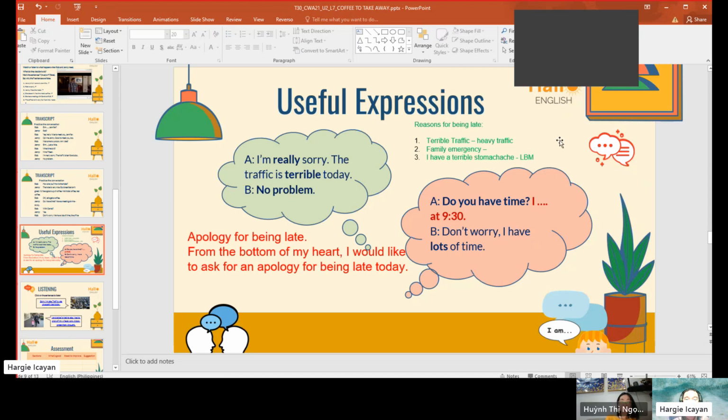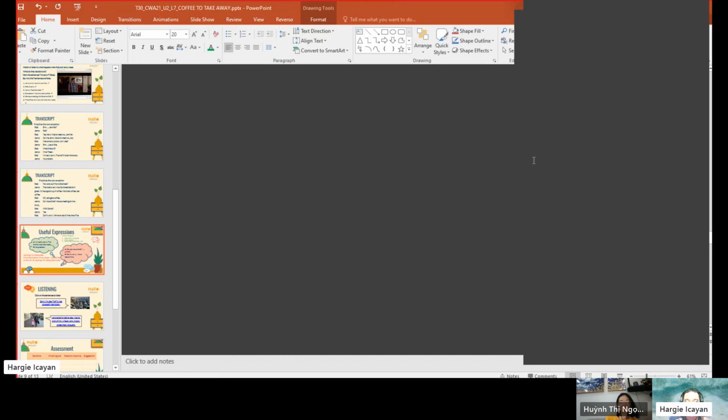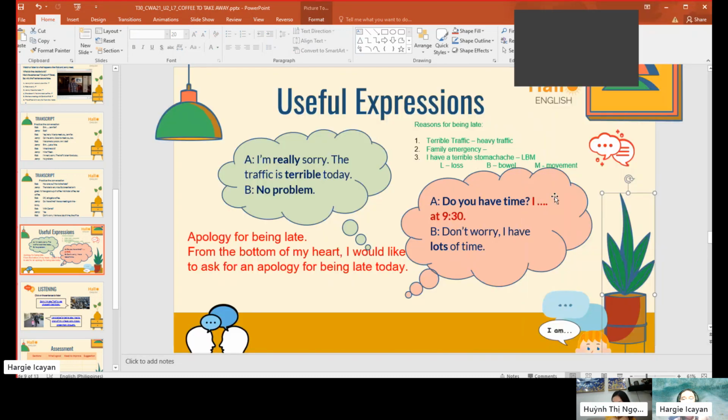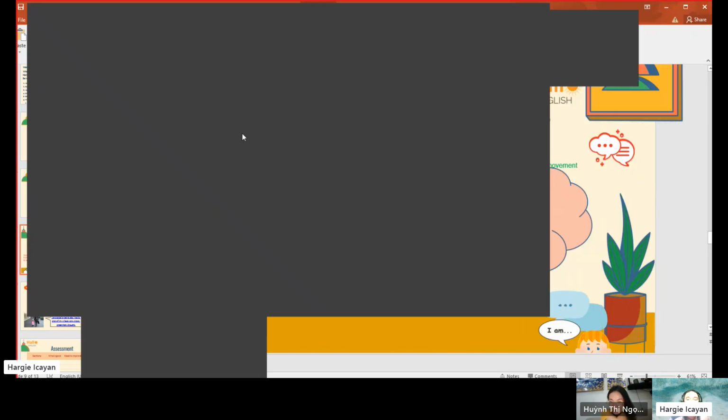Okay, I have to write that down. So L stands for loose. And then B stands for bowel. And then M stands for movement. So LBM, loose bowel movement, okay?